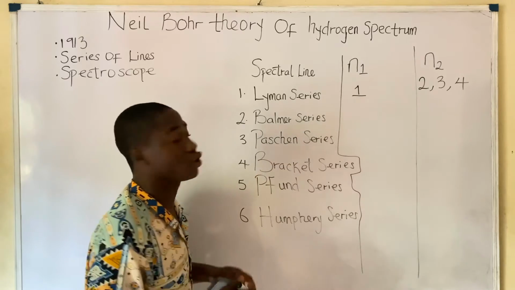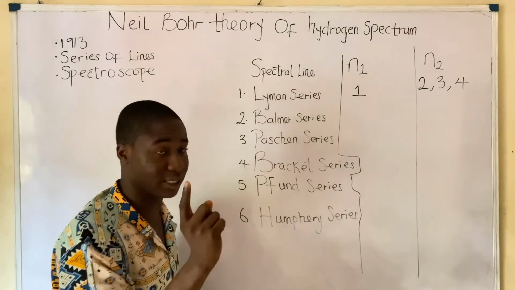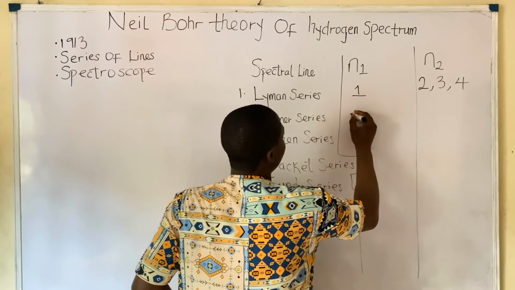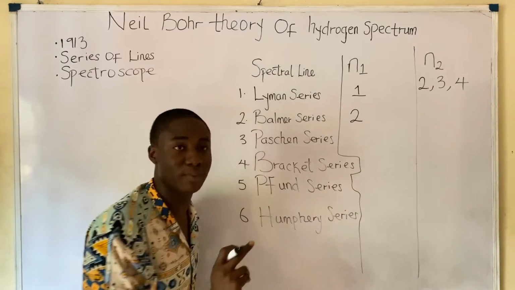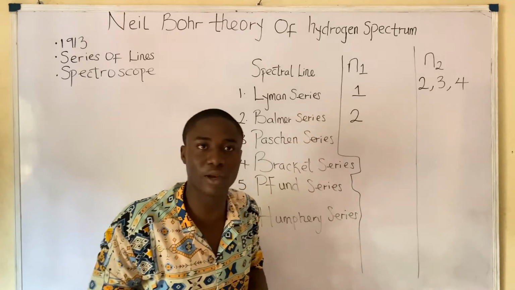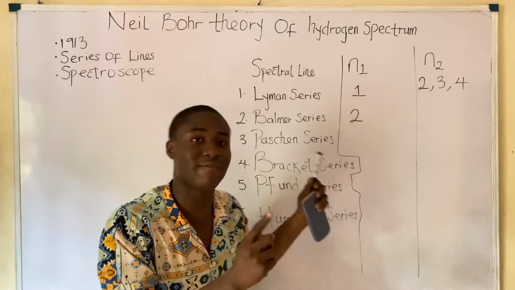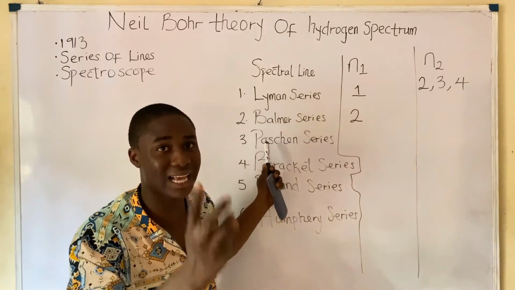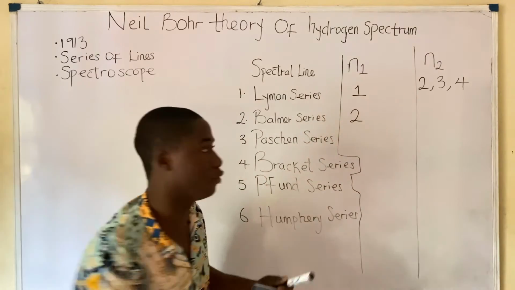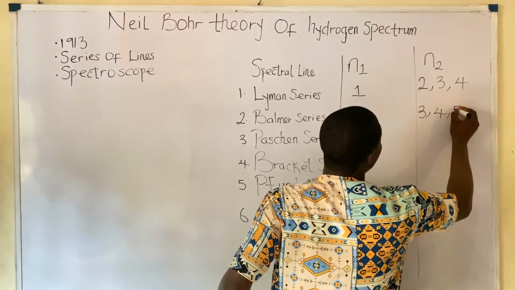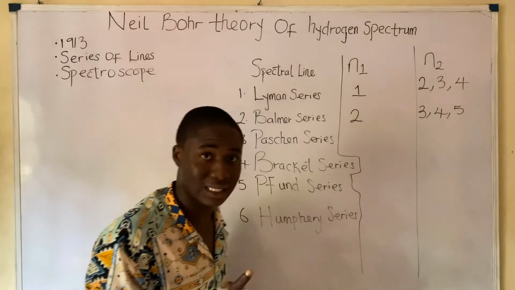So for the Balmer series, the N1 value becomes 2 because of the arrangement. And how do we get our N2 value? You move after 2, which is the N1 value for Balmer. What is the next number? 3. And we'll write 3 sets of numbers: 3, 4, and 5. I believe you are getting the concept.